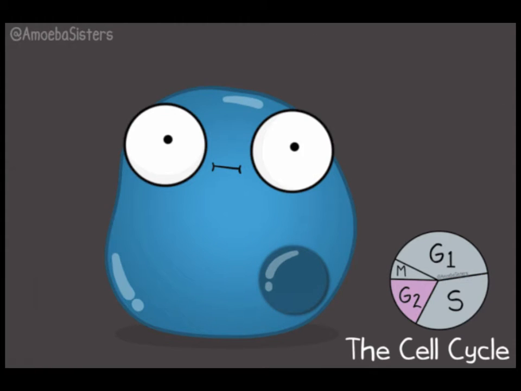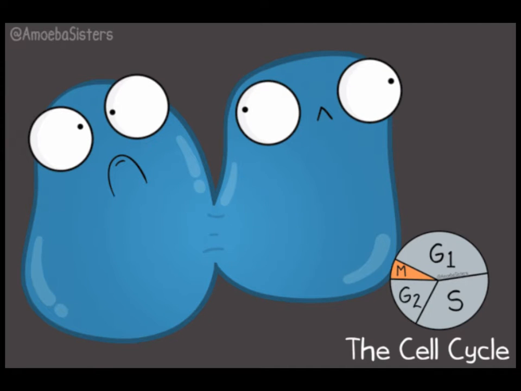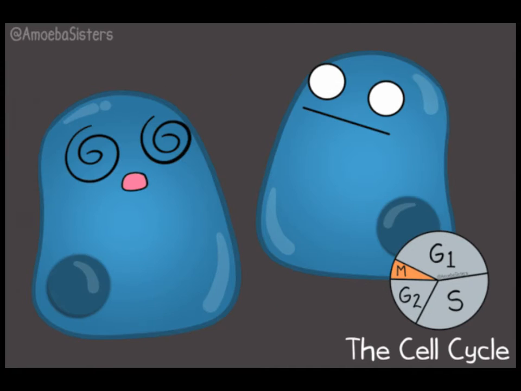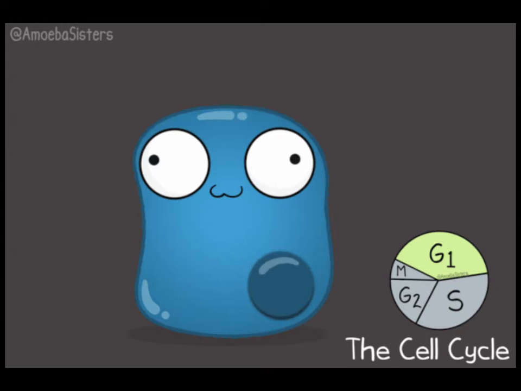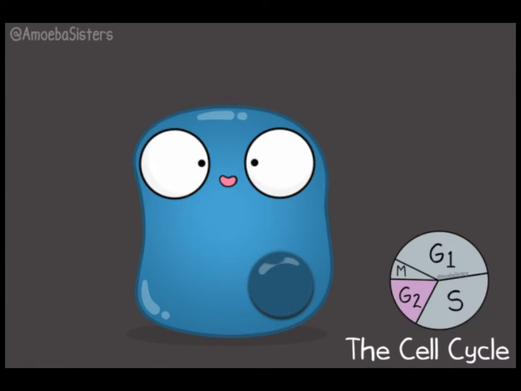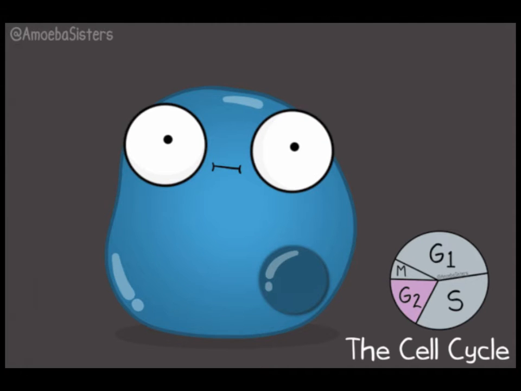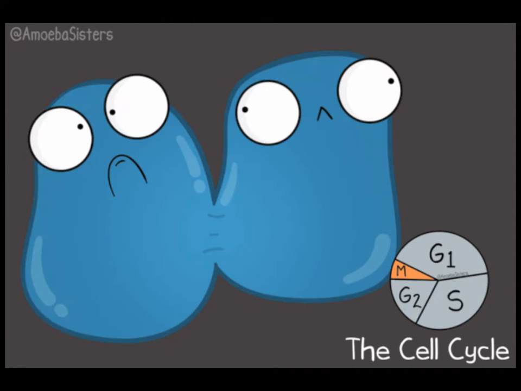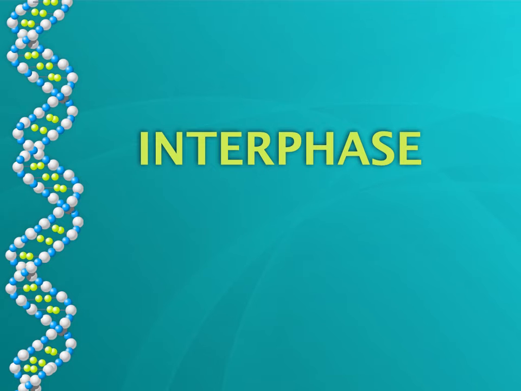Into G2, where you're getting ready to divide, and then M is mitosis, where you do divide, and now you have two cells. So G1 is part of interphase, cells getting ready to go. S phase is when you make a copy of your DNA. G2 is when you're getting ready to finally divide everything. Mitosis phase is when you divide.